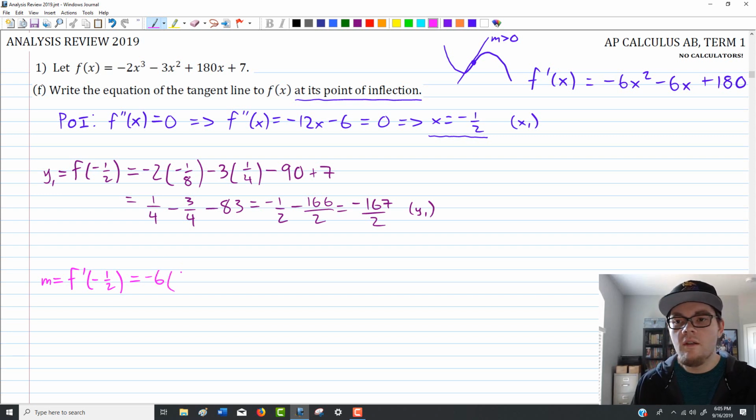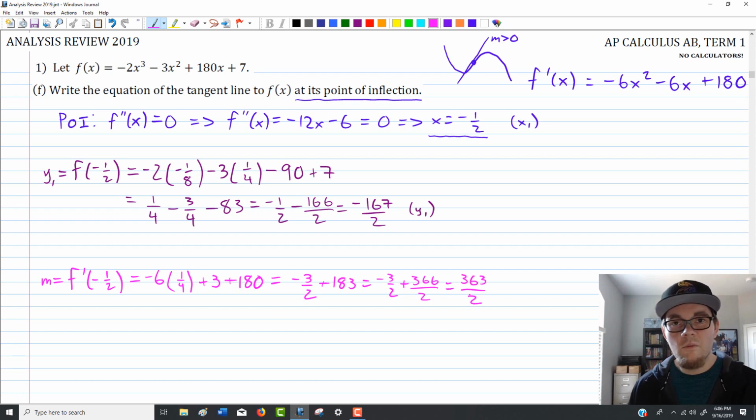We'll have negative 6 times 1/4. Let's see, minus 6 times negative 1/2 is going to be plus 3. And then it looks like plus 180. So simplifying a little bit, that's going to be negative 3/2. Yeah, negative 3/2 plus 183. Simplifying a little bit, we're going to have negative 3/2 plus 366 over 2, which gets us to 363 over 2. So that is one steep little point of inflection slope. The important thing is, though, we just found our slope. There it is, which means we can wrap this puppy up.